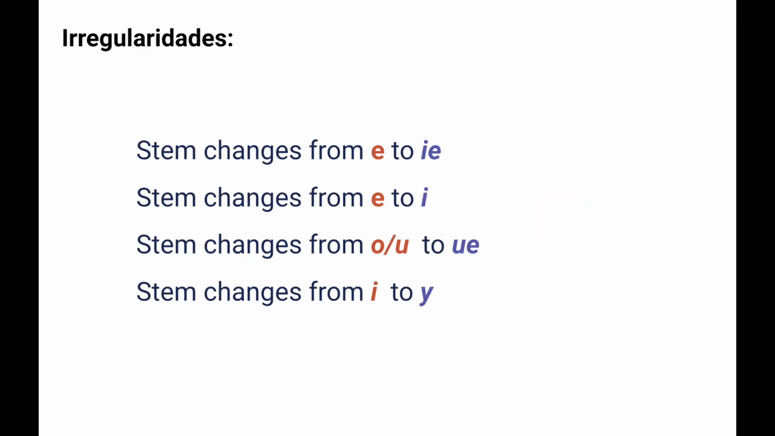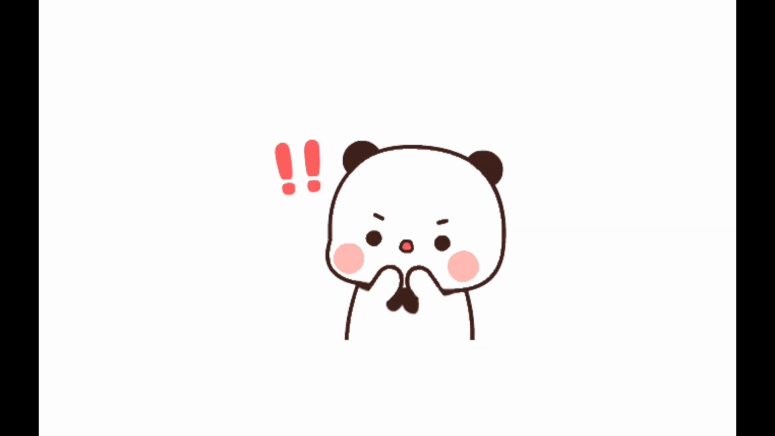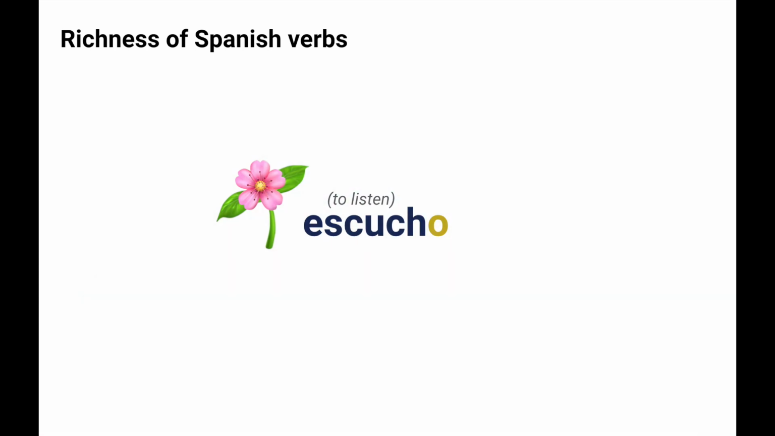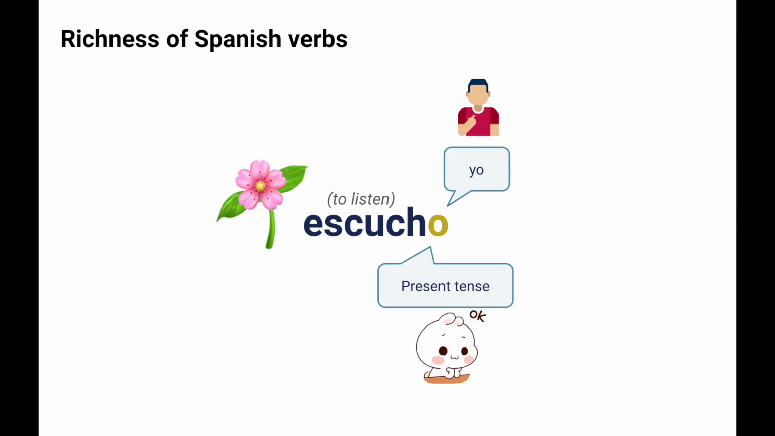There are different kinds of irregularities depending on the letters that change in conjugation. At first, it can be a little difficult since in English there are not that many verb forms. But the richness of Spanish verbs is that they can express lots of information in just one word. Who is doing the action, when, and how?